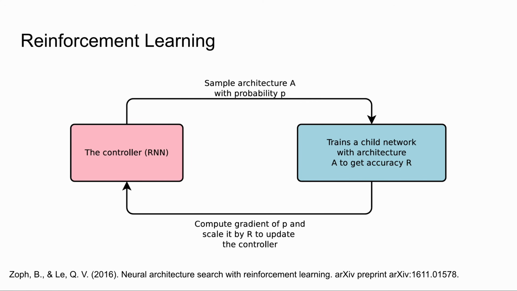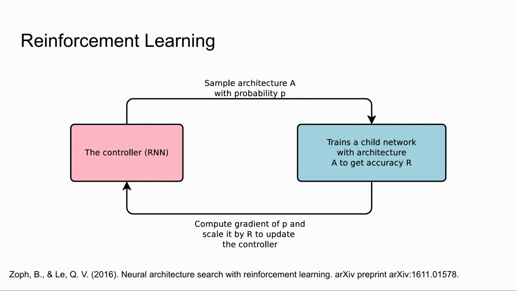The reinforcement learning approach can be summarized pretty well by this diagram. The controller, which is a recurrent neural network, generates neural architectures. The child architecture is then trained, and its validation accuracy is taken as the reward. Then, the controller takes this information to update how it generates architectures, and this repeats over many iterations.